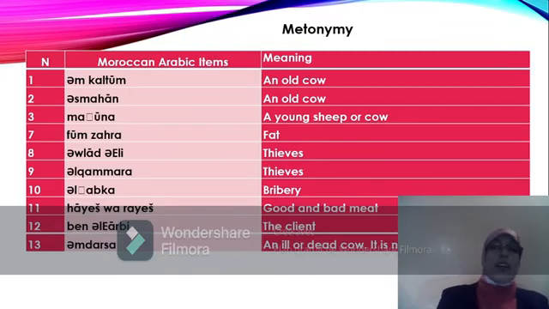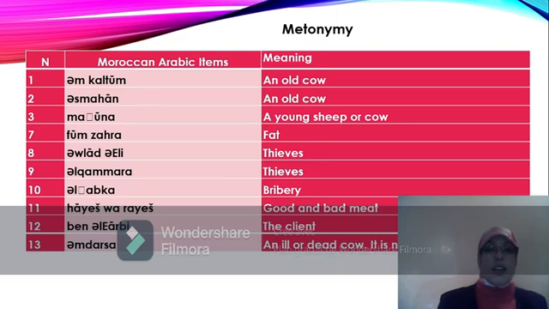Metonymy. Here I will give some examples from the Moroccan Arabic items and their meaning. So you have Kulthum, which means an old cow. Kulthum is usually a name for a singer, an old woman. The meaning is an old cow. Item number 2, Asmahan. Again, it means an old cow. Both names are for very old women who were actually singers.